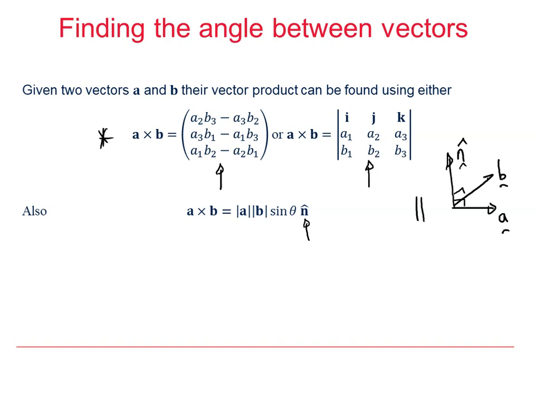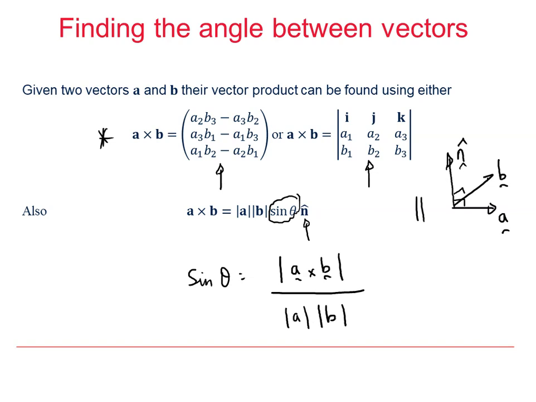Now we can combine these two and therefore calculate an expression for sine theta, and sine theta will be just the size of the cross product, so mod A cross B divided by mod A mod B, very similar to the dot product formula which gives us cosine of theta.